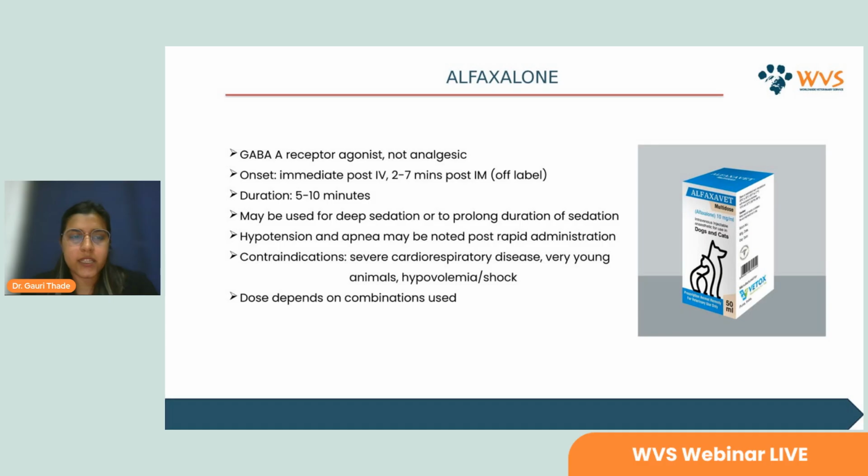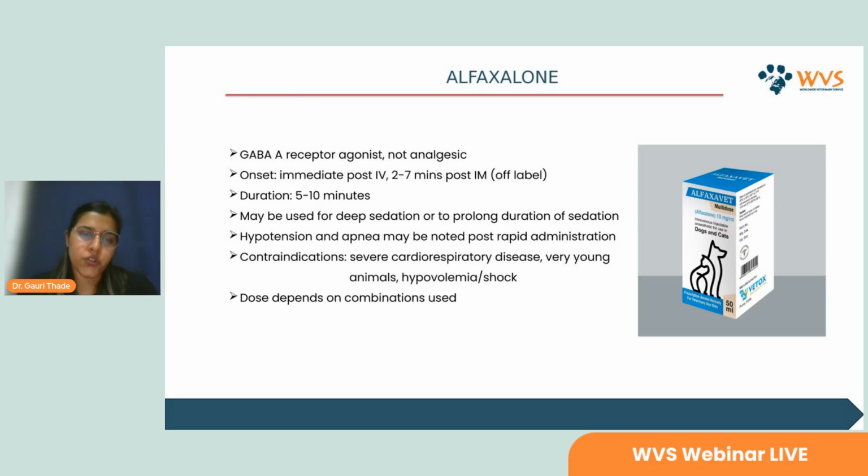Alfaxalone was recently launched in the market by the company that is actually written on the picture that is on the screen. It is available in India. It is a GABA A receptor agonist. It is not analgesic. It is very, very similar to propofol. But the only thing is it can be used intramuscular, which is currently off label for the multi dose vial, but people do use it intramuscular.